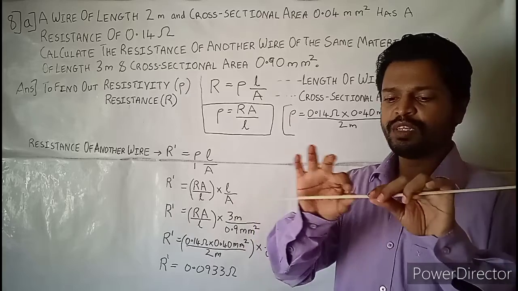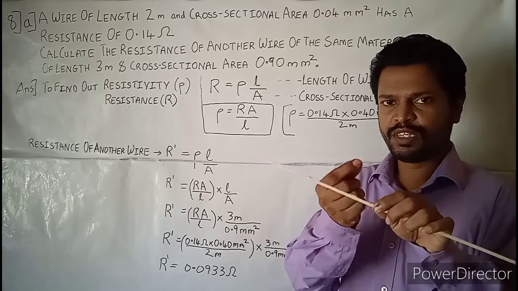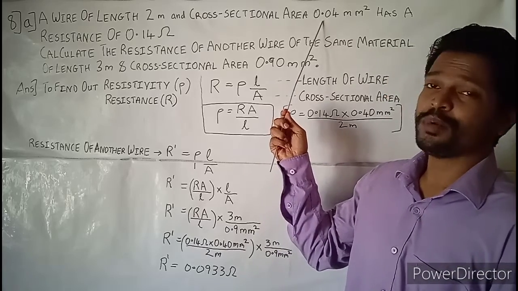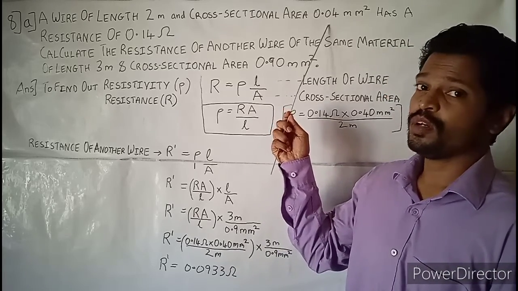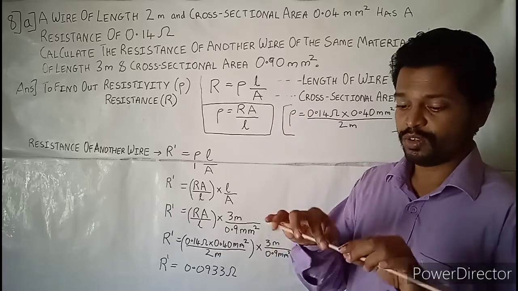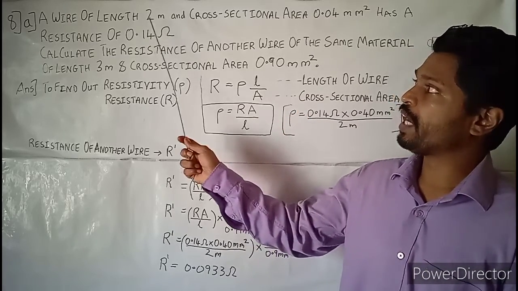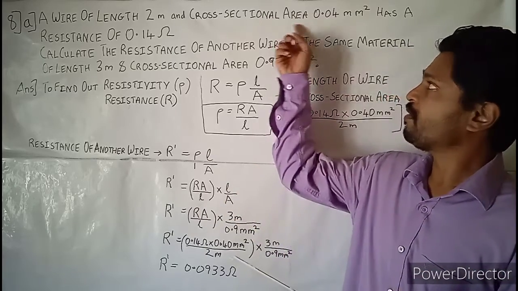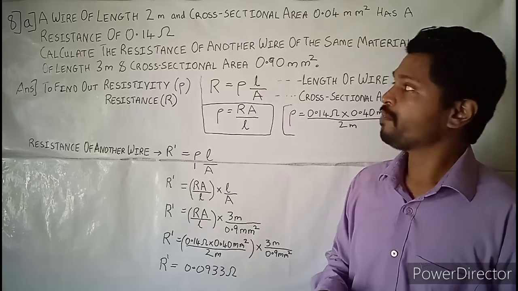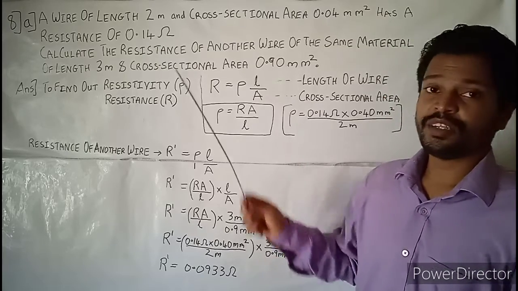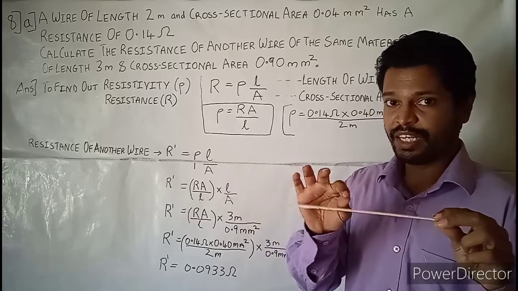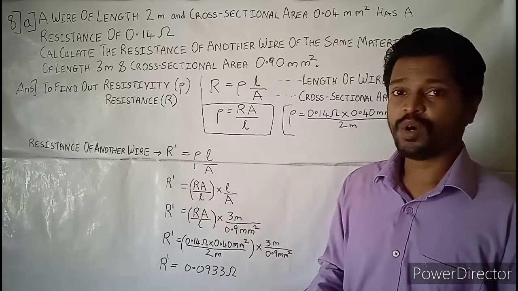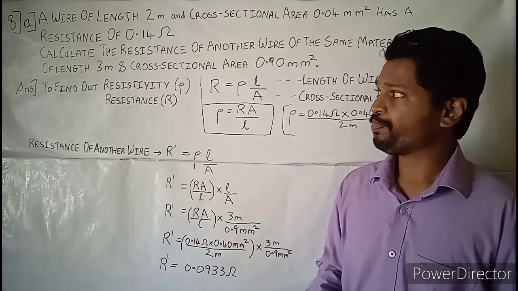Cross section means if you break this wire and see the cross section, you will be seeing 0.04 millimeter square area. So you have been given L, the length of the wire, and the cross section area of the wire, which is denoted by capital A. And it has a resistance. Suppose this wire has an internal resistance of 0.14 ohm. So R is 0.14 ohm.